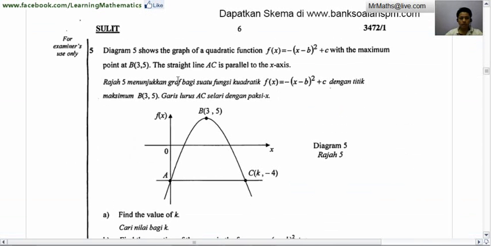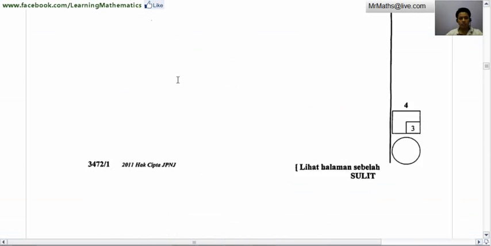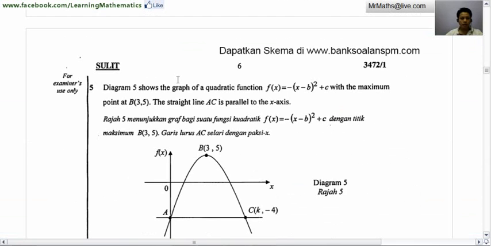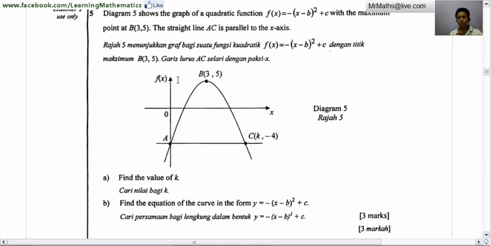Let me check whether there's any more questions here. Number 5 now, that's it. Diagram 5 shows the graph of the quadratic function f(x) equal to minus bracket x minus b squared plus c, with the maximum point at (3, 5). The straight line AC is parallel to the x-axis. A, find the value of k, and B, find the equation of the curve in the form y equal to. What it means is that we are trying to find the values of b and c.